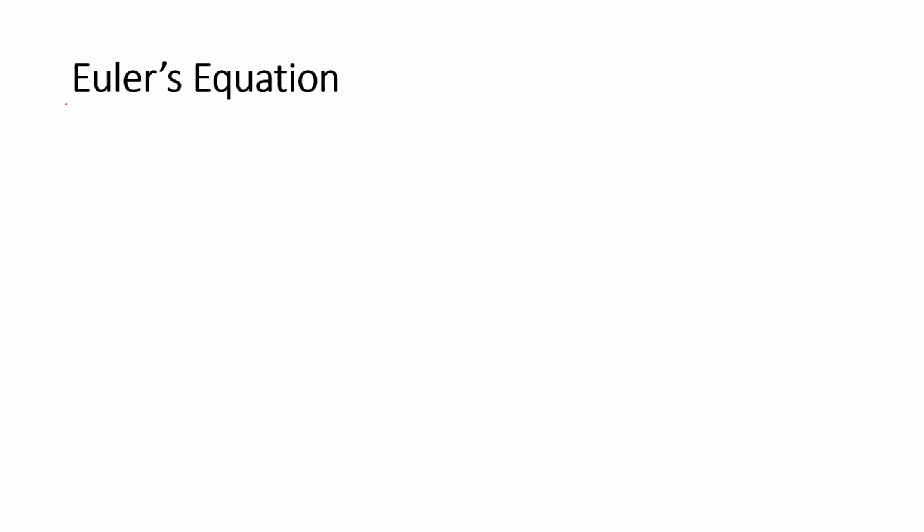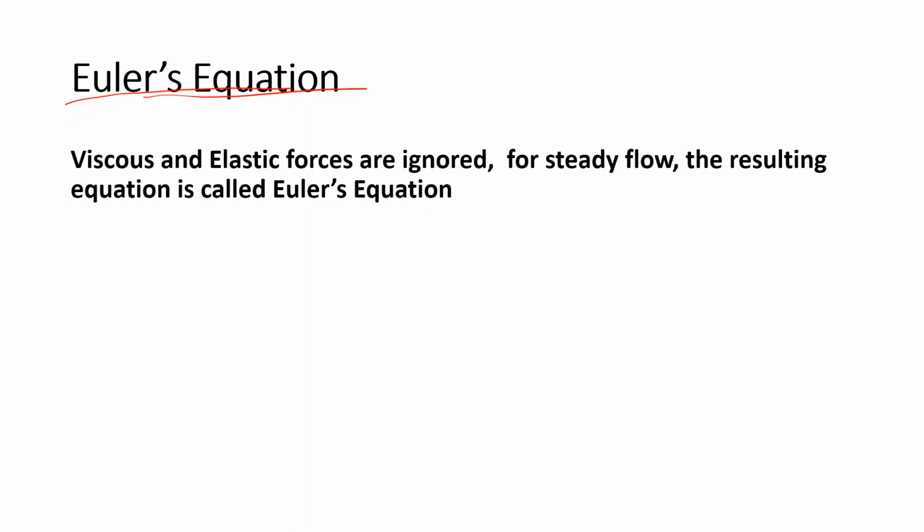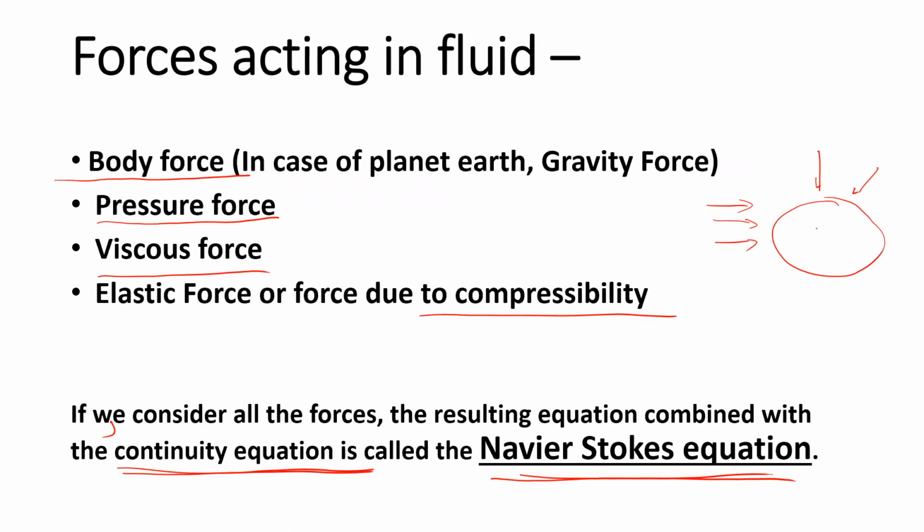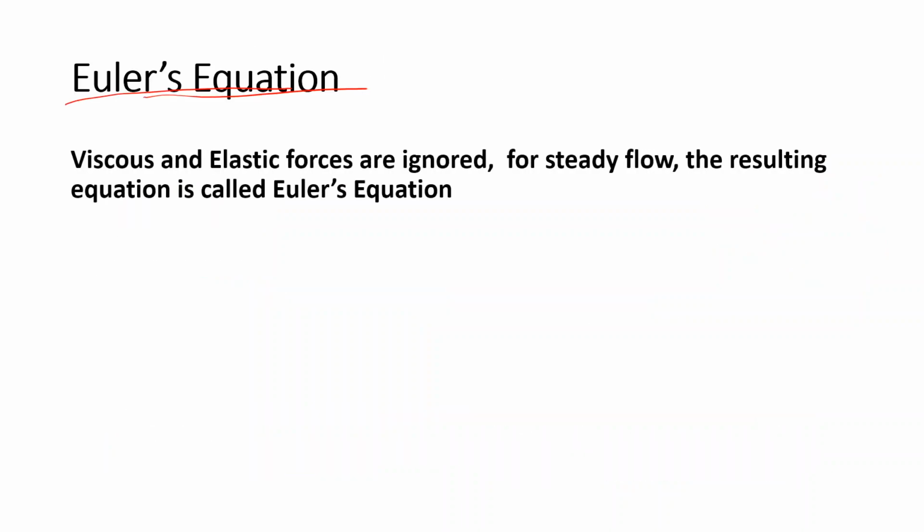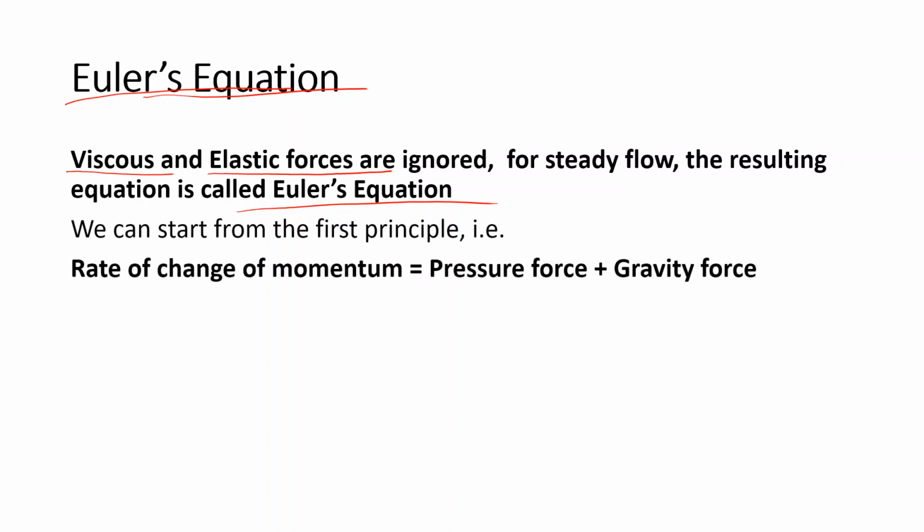Euler's equation can be obtained if, out of the four forces that we listed earlier, that is body force, pressure force, viscous force, and elastic force, the viscous and elastic forces are ignored. Then for steady flow, the resulting equation is called Euler's equation. If we start from first principles, from the definition itself, the rate of change of momentum is pressure force plus gravity force. Then mass into acceleration is given by Fp, which is the pressure force, and Fg, which is the gravity force.